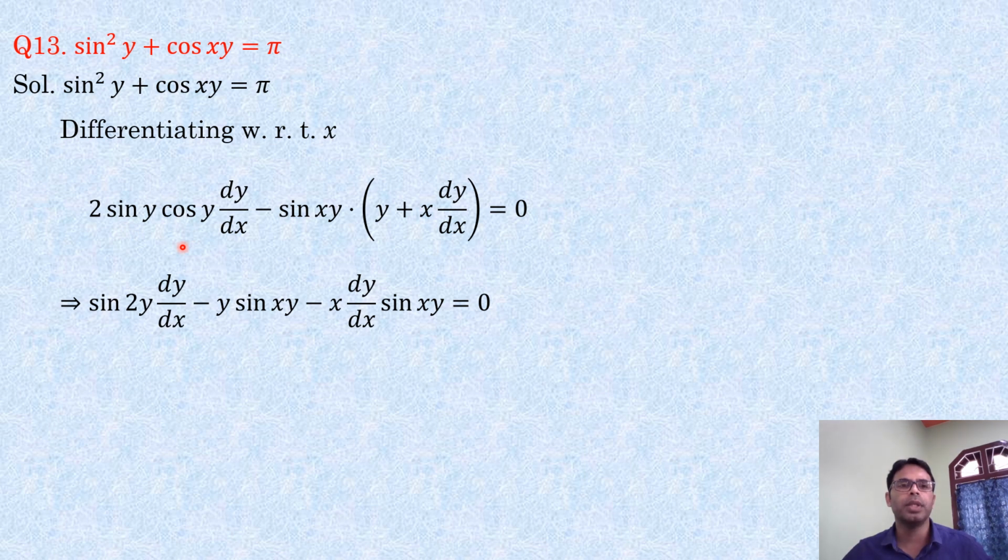2 sin y cos y is nothing but sin 2y, dy/dx is already there, this is minus the product y sin xy minus x dy/dx into sin xy. Do not get confused by this.